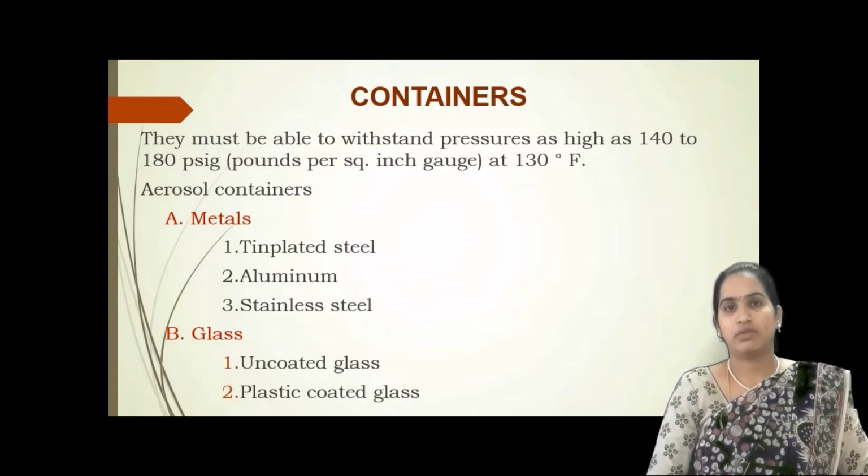They must be able to withstand pressures as high as 140 to 180 pounds per square inch gauge at 130 degrees Fahrenheit. The different container materials used for aerosol containers fall into two categories: metals and glass. Among metals, different metals can be used like tin plated steel, aluminium and stainless steel. And among glass containers, uncoated glass and plastic coated glass can be used.